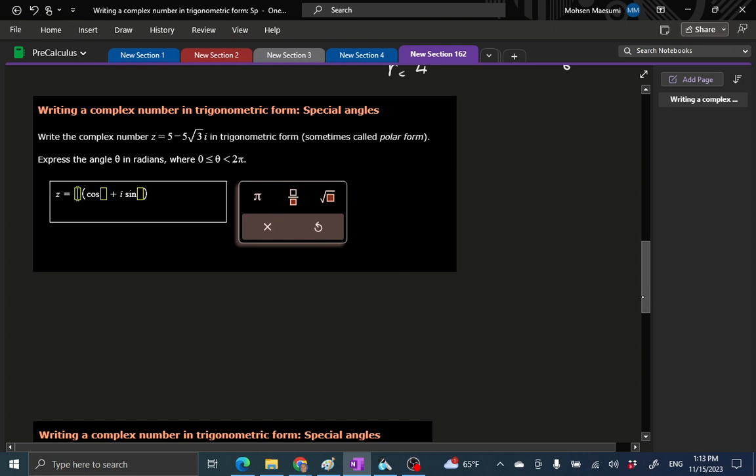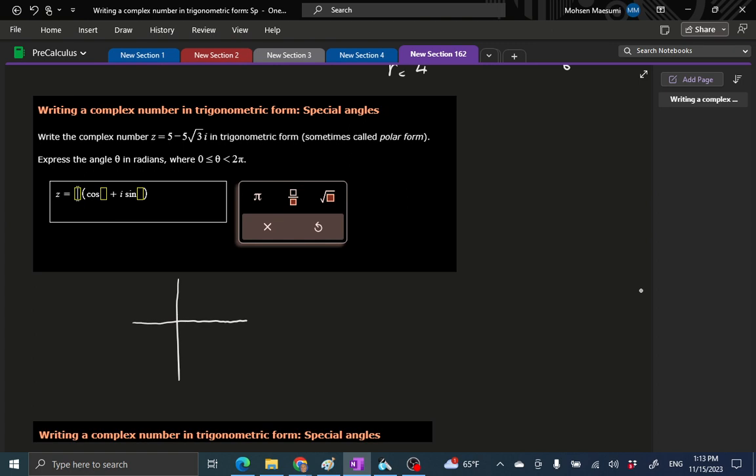Here, 5 minus 5 radical 3i. Again, it is similar to the setup that we had up there. We are going 5, and then we are going down 5 radical 3, and then we are arriving at this location. So r squared is 5 squared plus minus 5 radical 3 squared. So 25 times 3 is 75, adds up to 100, and we take a positive root. So this is 10.